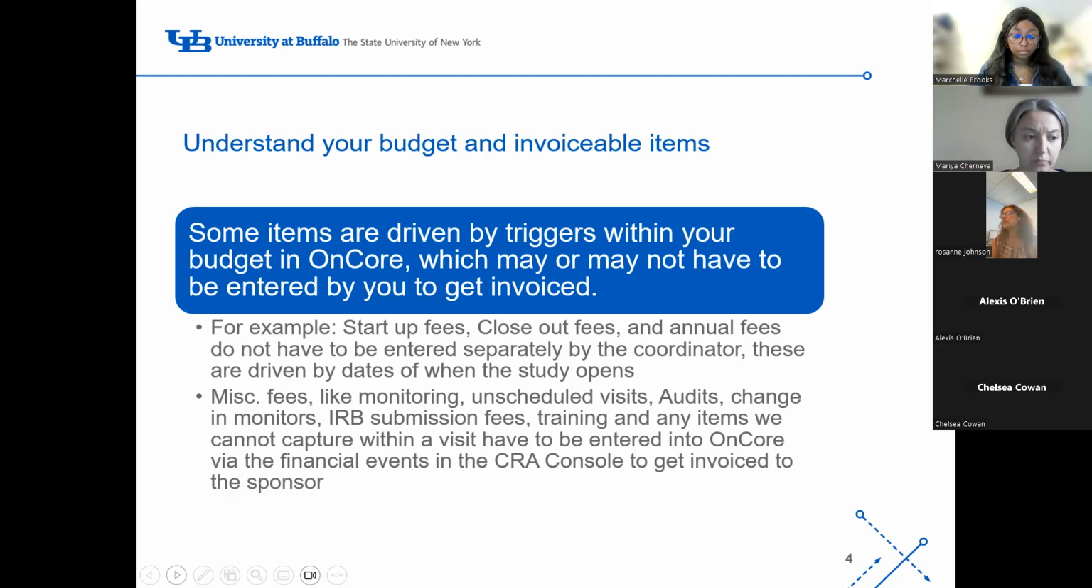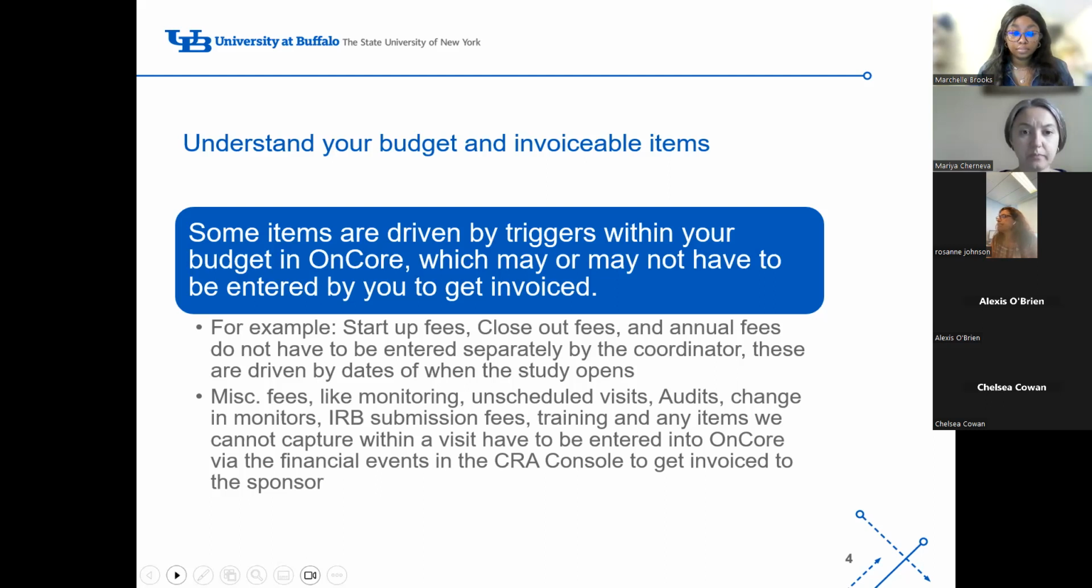We have no way of knowing if those items happen. IRB submissions, if you are not using the local IRB, if you're using a central IRB, you have to enter those in separately to let us know that you did a continuing review or an amendment. And if those are billable to the sponsor, those will get invoiced to the sponsor. We can set up the IRB submission fees if it's local, and they're triggered when they're updated through the IRB. You would not have to enter those. So that's just questions that you should ask in the beginning when everything's getting set up.